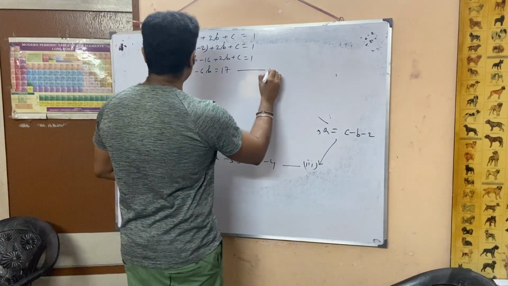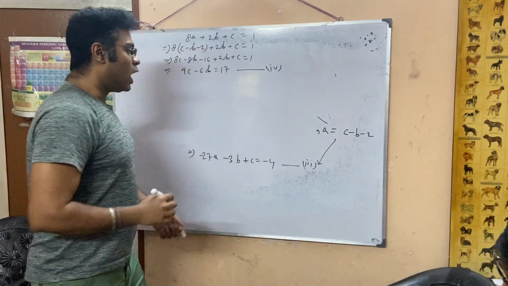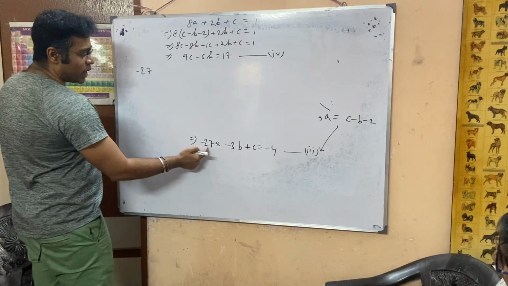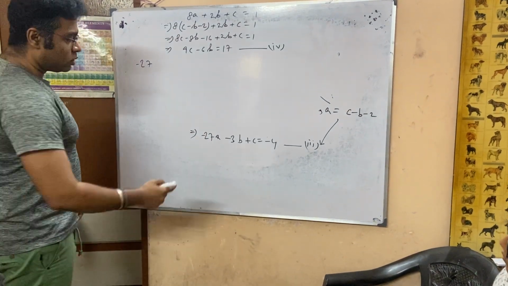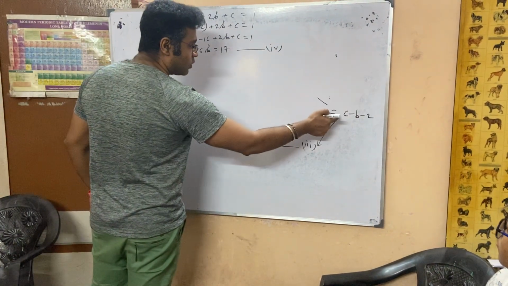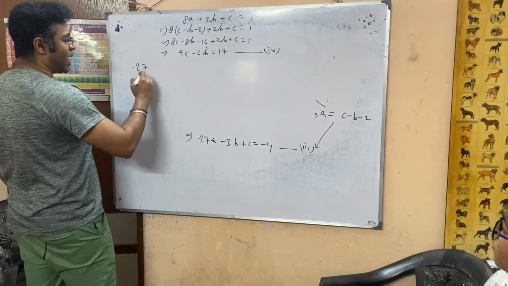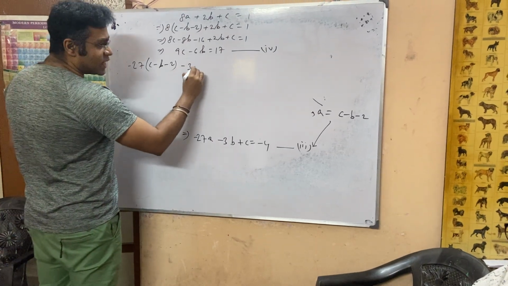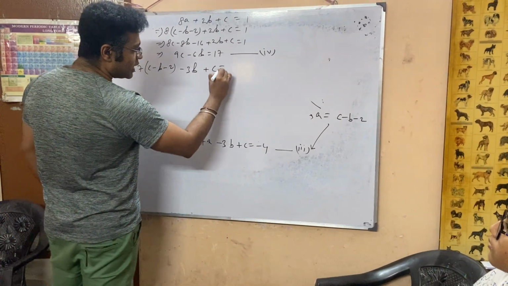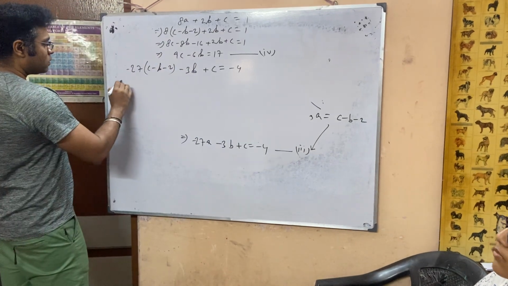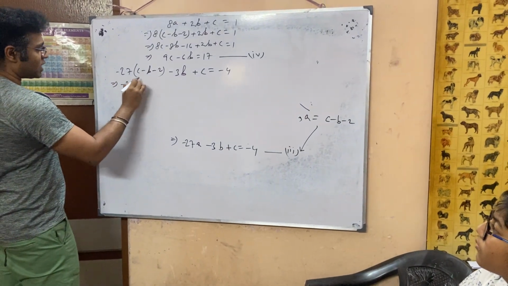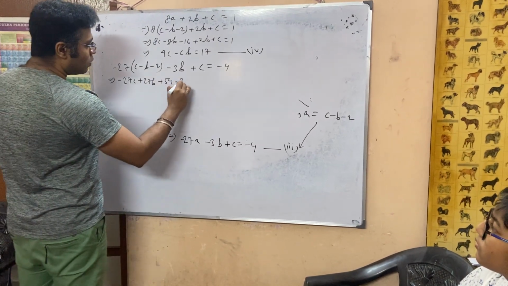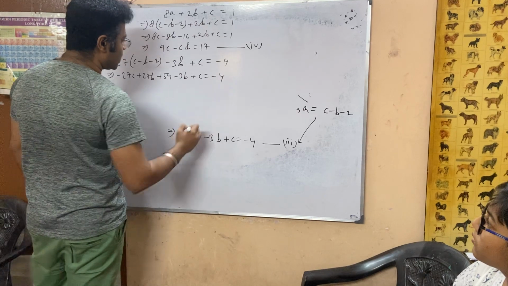So we have got the fourth equation. Now placing the value of a in this equation, I'll get 27a. The third equation you have, I'm sure. In the third equation, I'll place the value a equal to c minus b minus 2. So minus 27 into c minus b minus 2 minus 3b plus c equal to minus 4. Again you multiply: minus 27c plus 27b plus 54 minus 3b plus c equal to minus 2.